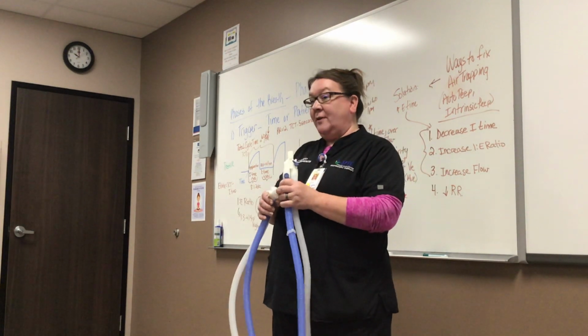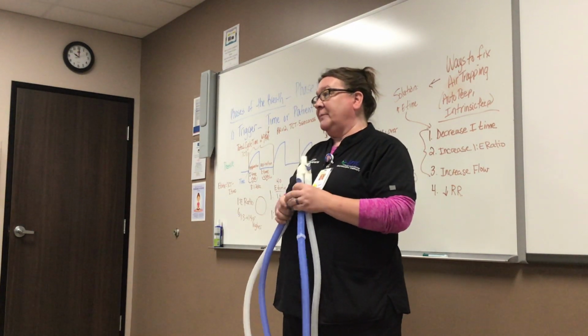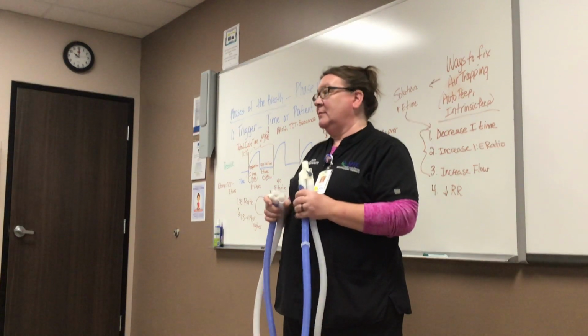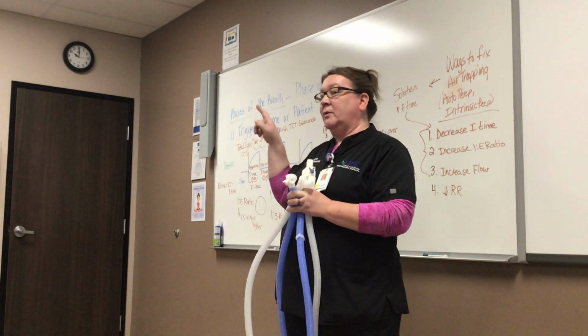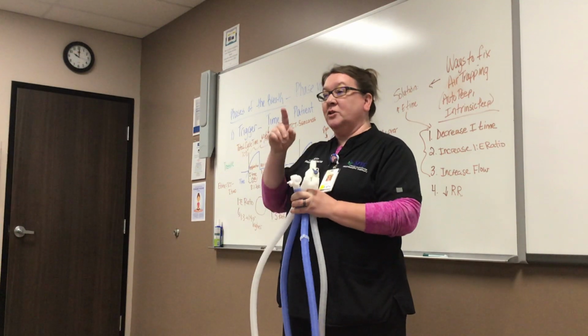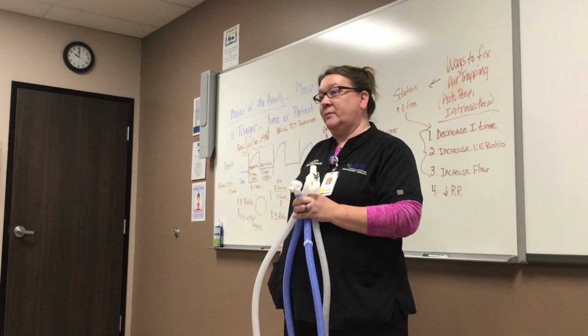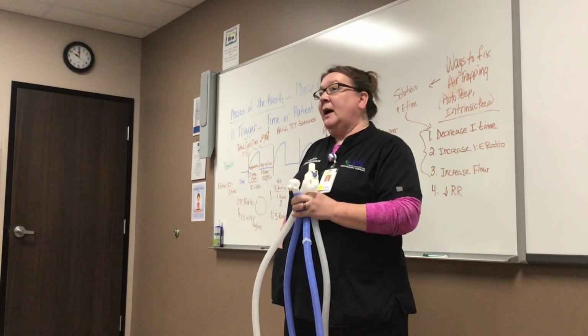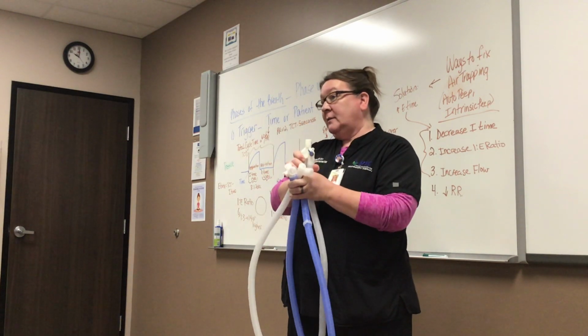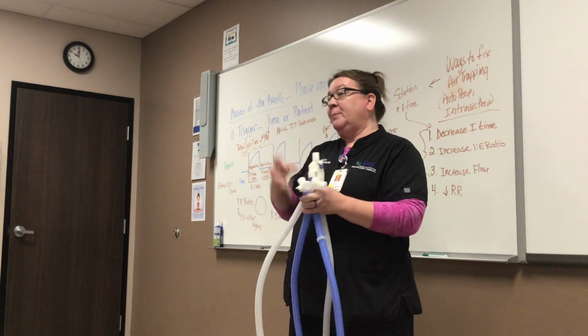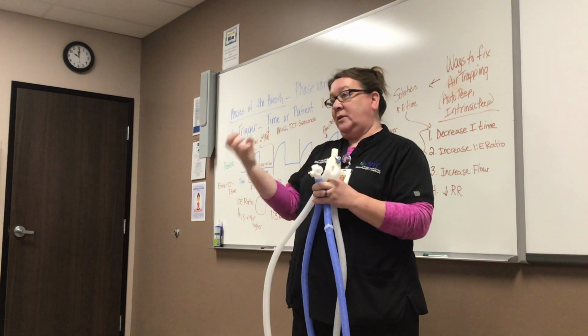Some of the ones that don't have bias flow are some of the older home care vents. But all the newer ICU ones do. Do you have a question? Yeah, if that's continuous flow, then how does that differ from PEEP? Because this is only in the circuit, that flow is, and PEEP is going to be down in your alveoli holding it open all the time.